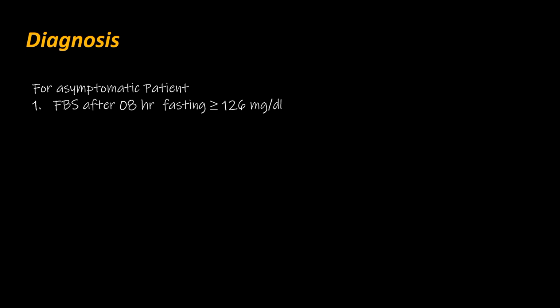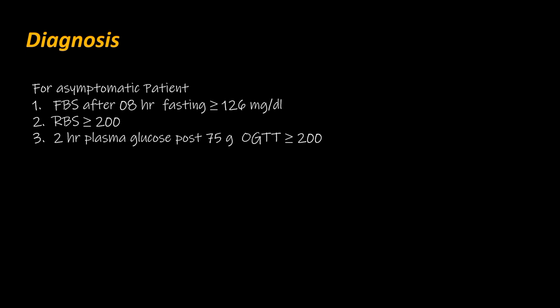In an asymptomatic patient, if the fasting blood sugar after 8 hours of fasting is 126 or above, then the patient is suspected to have diabetes. If the random blood sugar is 200 or above, or if the 2-hour plasma glucose after a 75-gram oral glucose tolerance test is 200 or above, they are suspected to have diabetes. Since the patient is asymptomatic, a confirmatory test is also required.